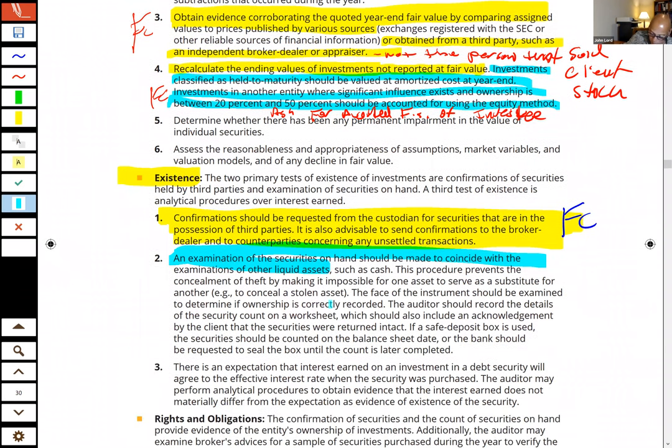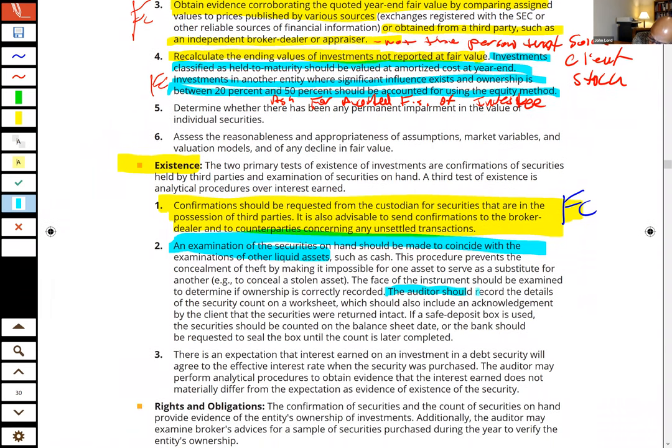And the auditor, it says, should record the details of the security count on a worksheet and have the client acknowledge that it was returned back to them intact. Again, these days, securities are in book entry form, so this is kind of describing something that might have happened in 1967. But I still do see some questions that contemplate this.